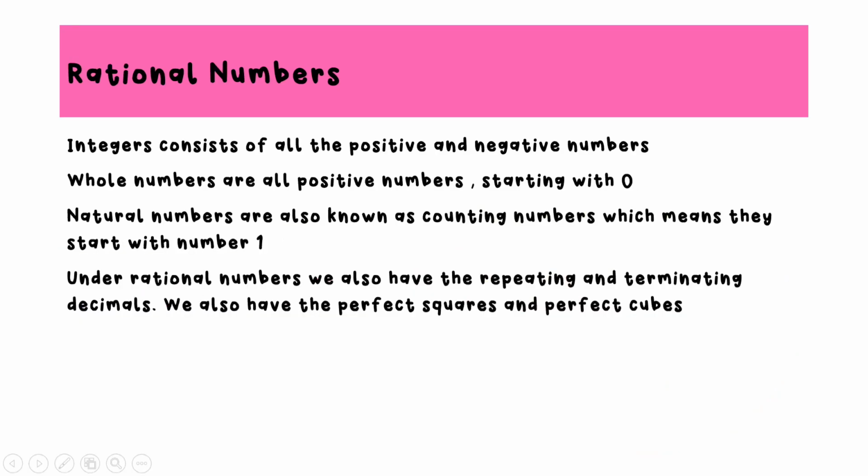So here are the types of rational numbers. We have the integers, whole numbers, and natural numbers. Integers consist of all of the positive and negative numbers. Whole numbers are all the positive numbers starting with 0. Natural numbers, which are also known as counting numbers, start with the number 1. Also under rational numbers, we have the repeating and terminating decimals. We also have the perfect squares and perfect cubes.